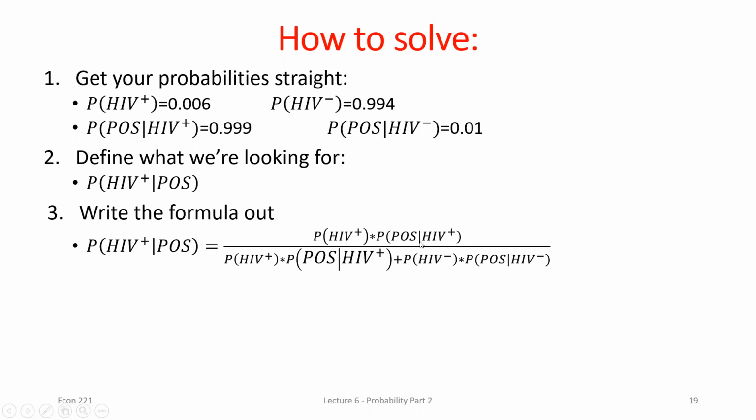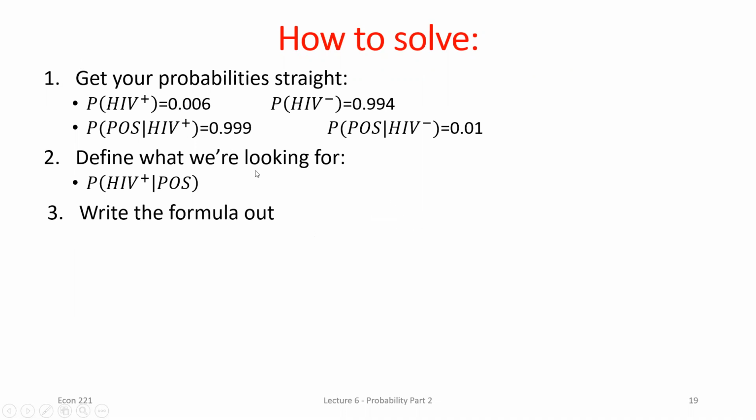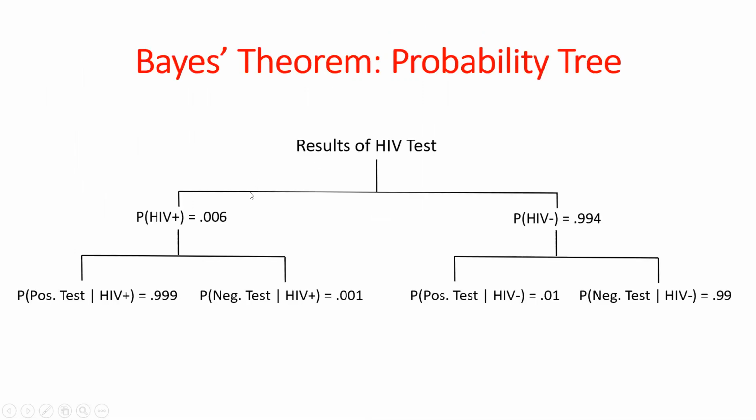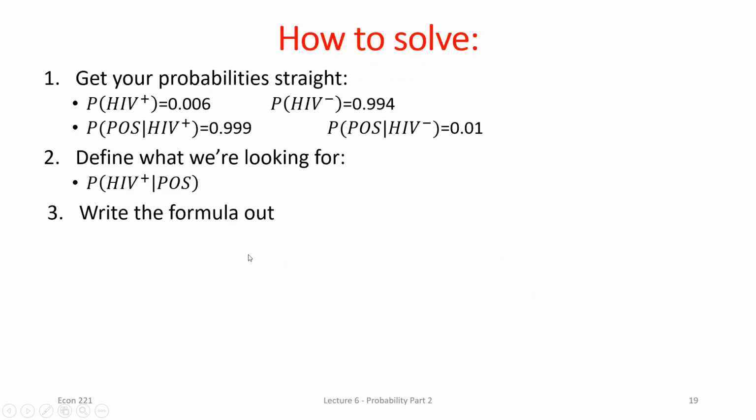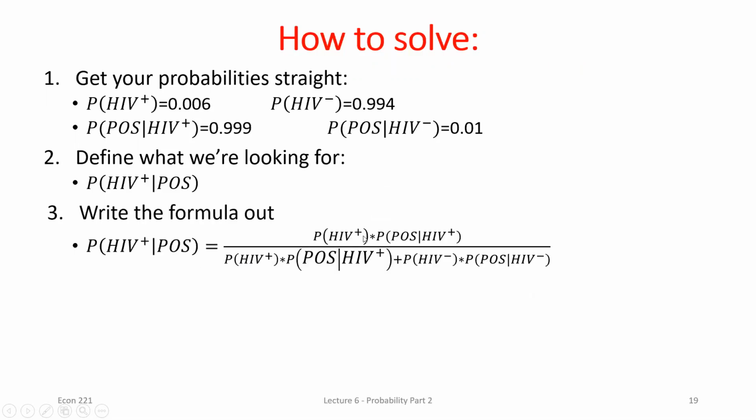0.006. Given that they're HIV positive, what's the probability they get a positive test result? Well, I had that written down here, or I could just grab it from my probability tree if I had written it out that way. And then notice the first part of the denominator is the same as the numerator, so it's really just plugging in the same values there. So 0.006, 0.999, 0.006, 0.999.